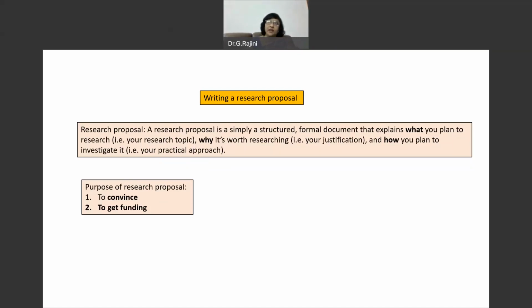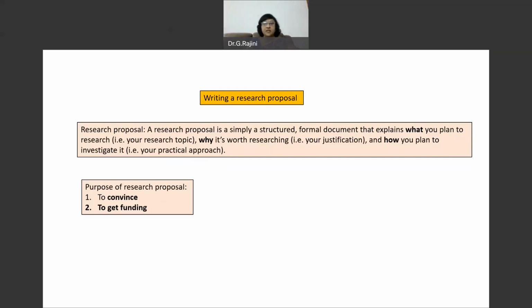So this is what I am trying to tell you. You can write a proposal to them as well. Okay, so for consultancy projects, for research projects, and for pursuing a research degree, you can write proposals. So what is a research proposal?